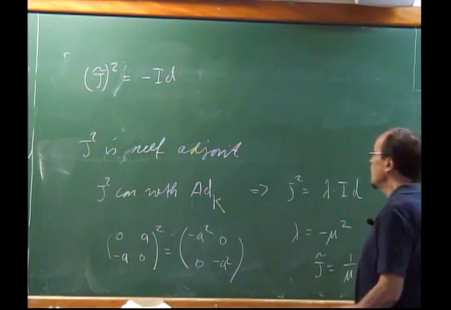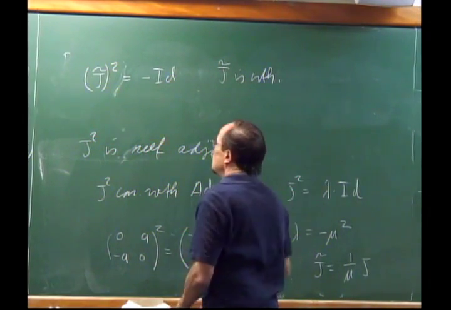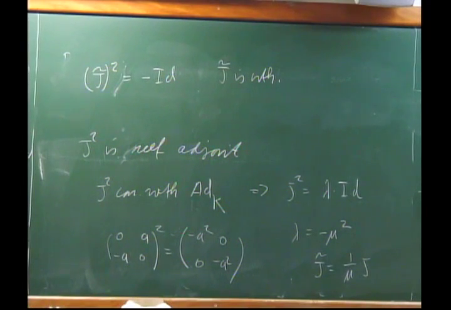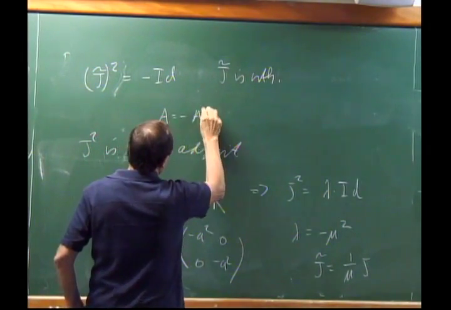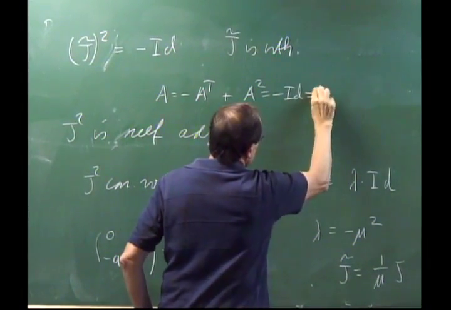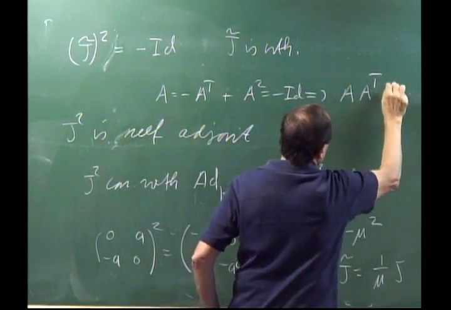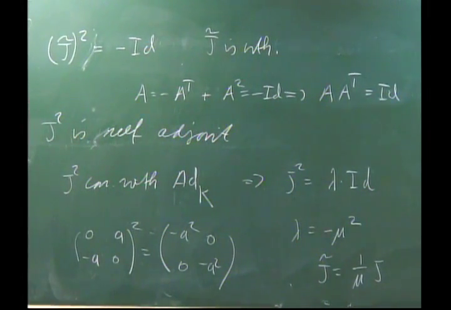It's a complex structure, and also J tilde is orthogonal because it's skew adjoint and it's a complex structure. So remember this discussion: if I have a matrix A where A is minus A transpose and A squared is minus identity, this implies A times A transpose is identity. It's orthogonal. So the J tilde, because I made it into a complex structure, and because it's skew adjoint, is orthogonal also. Now I'm done.